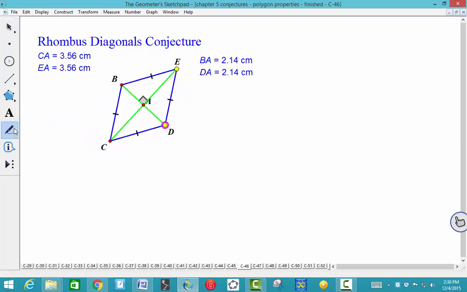In fact, with the marker tool, if you want to mark that this segment is congruent to this segment, and then this segment is congruent to this segment, you can add a tick mark by clicking it one more time and it will add a third one. Let's see if I can add it here as well.